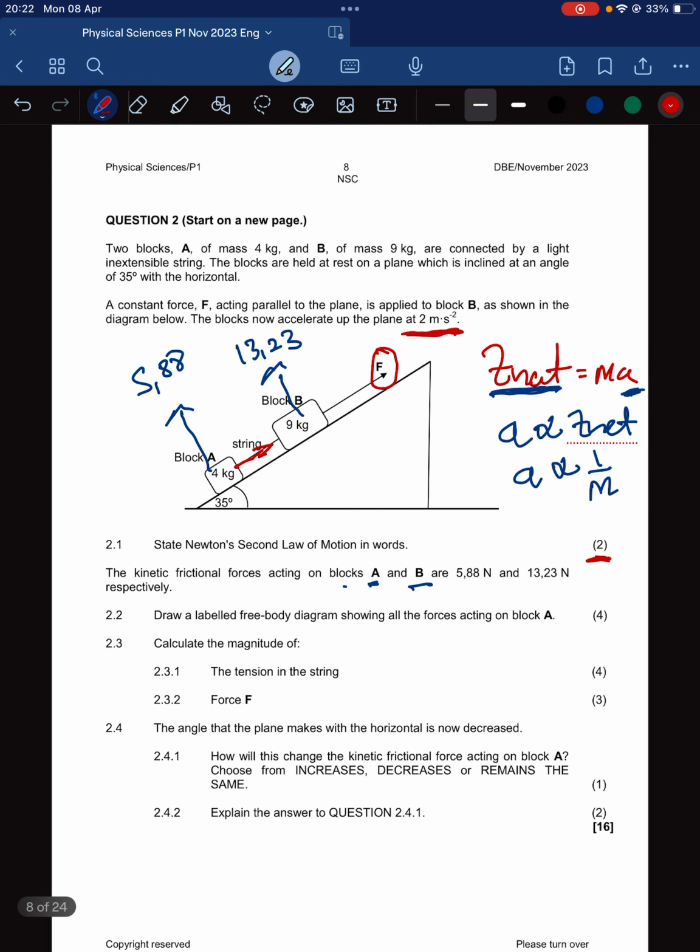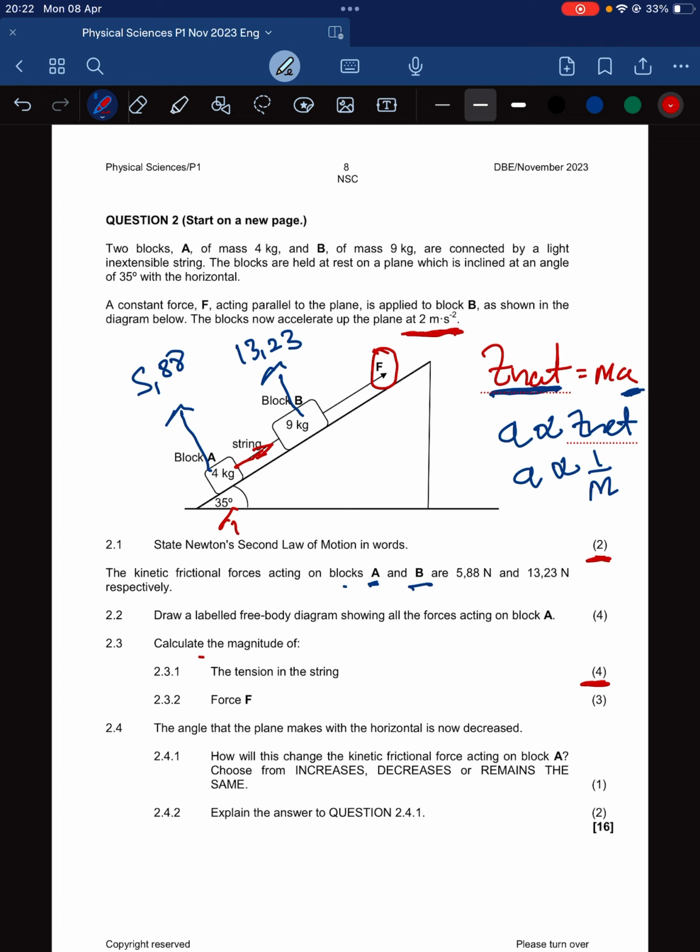Let's quickly go to the other question here. It says calculate the magnitude of the tension in the string. The tension in the string, the T here. We can use this block to calculate it, or we can use this block to calculate it. We will use this one. Why are we not using the block B? Instead, we use block A.